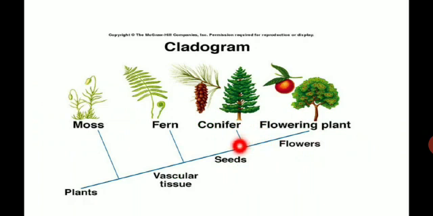First one, the plants: moss, the vascular tissue, fern, pteridophyte, the conifer, seeds, the flowering plant produces the flowers. Then the outcome of cladistic analysis is a cladogram, referred to as a tree-shaped diagram.